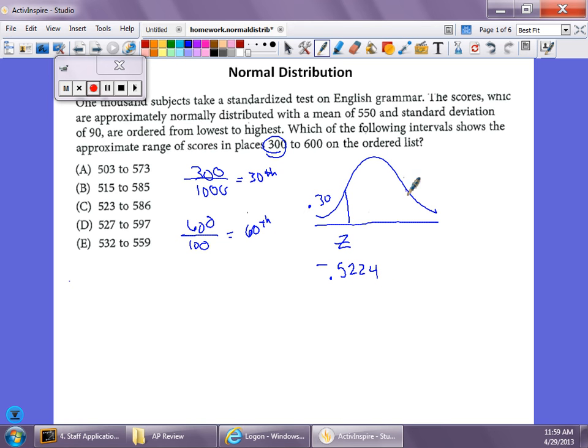And we would repeat that for the 60th percentile. 60% below means 40% above, and we would find the z-score. Next question.